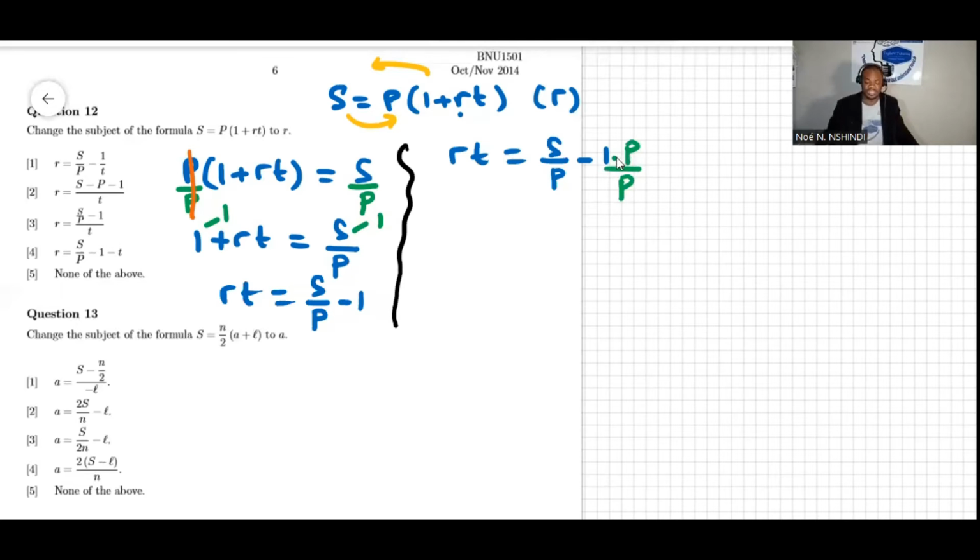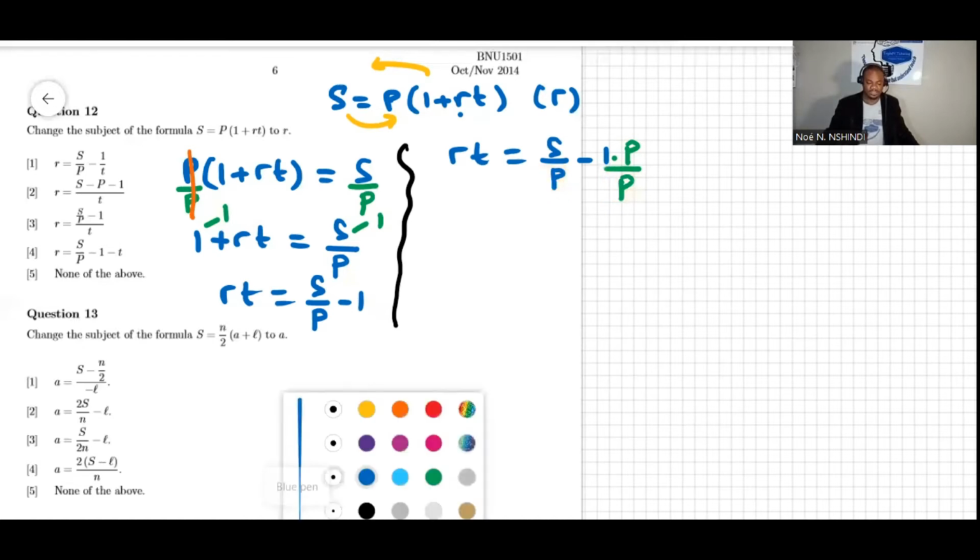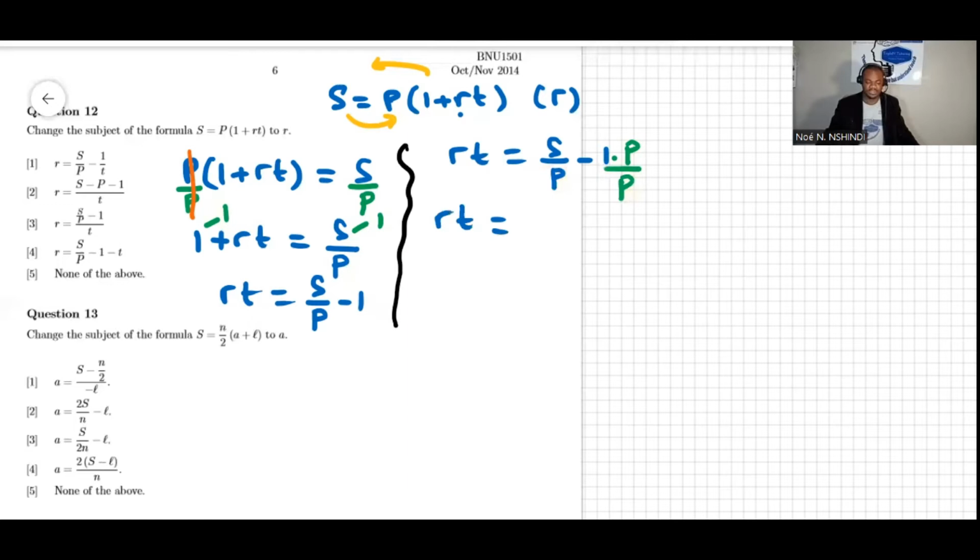I do that because I want to have a common denominator as here, you see, P here and then P there. Okay, I want to have a common denominator. So this will be RT equal to S minus 1 times P, just P over P. Okay, now I want to get T.